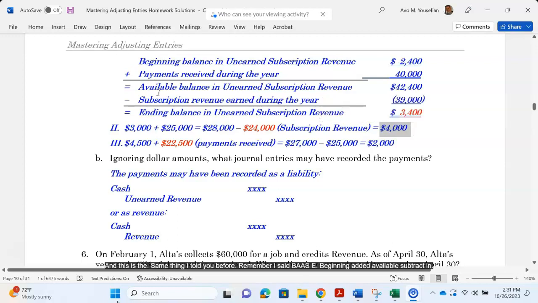And this is the same thing I told you before. Remember I said BAASE: beginning, added, available, subtract, end. So it's the same thing. Beginning liability was 2,400, payments received 40,000. So available liability was 42,400, but earned during the year was 39,000. So 42,400 minus earned gives you 3,400 unearned balance.